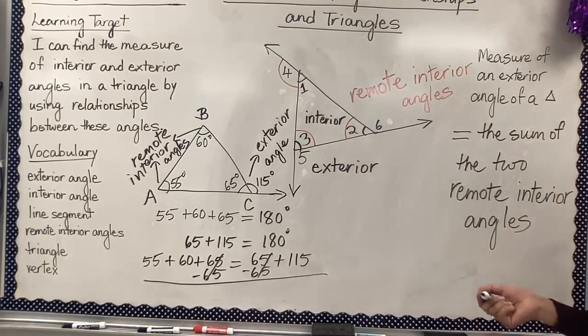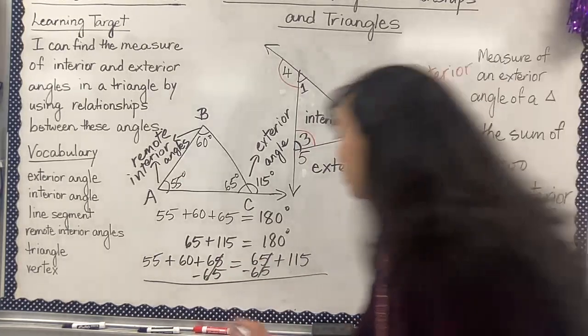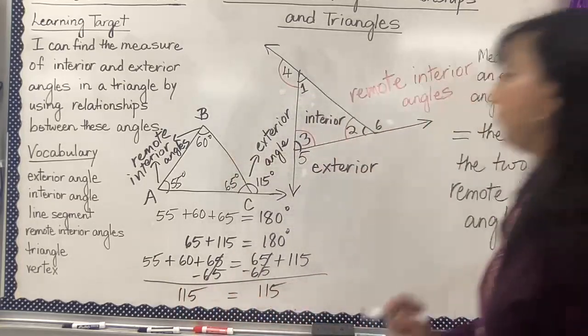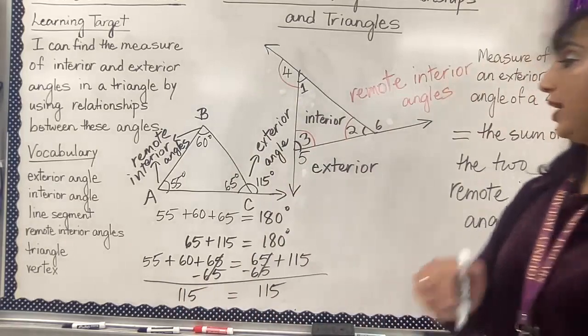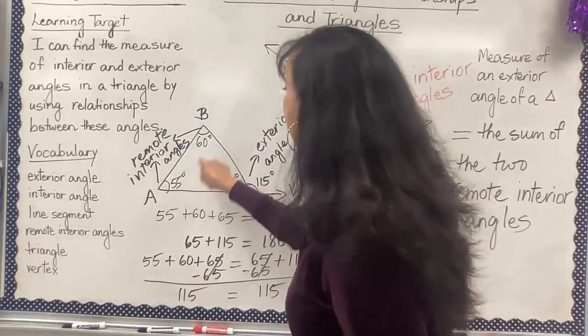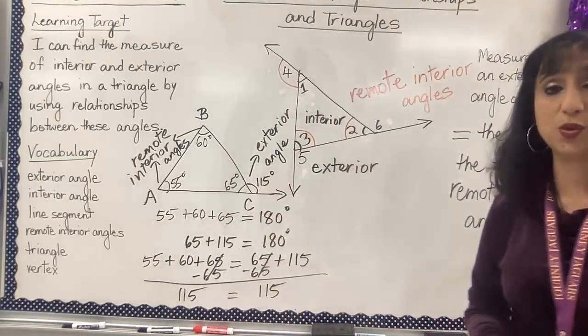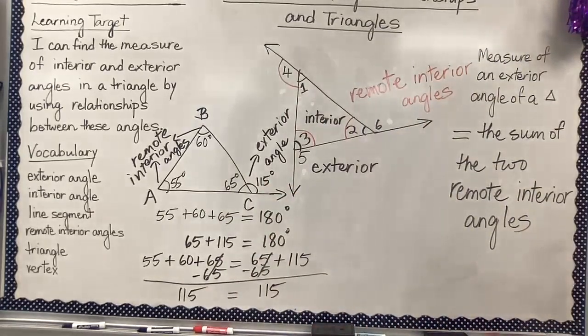So that's the exterior angle. We have 115 over here is equal to 115 here. So that is the value of that 115, which is what? This and this combined is equal to this. And that's what I just wanted to show you.